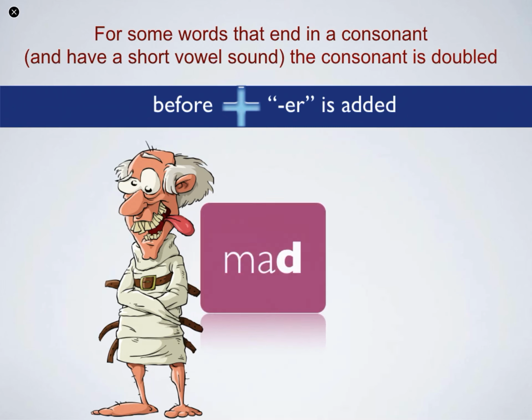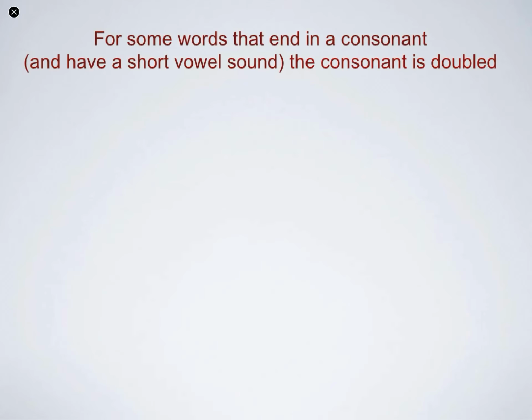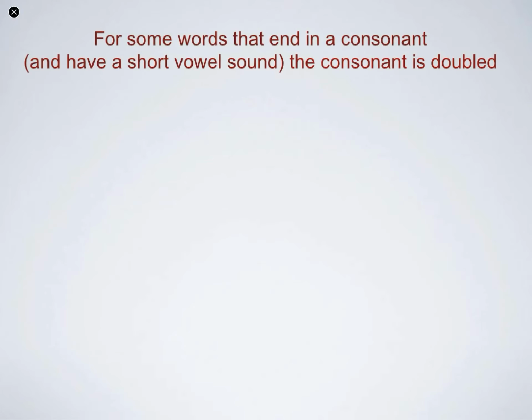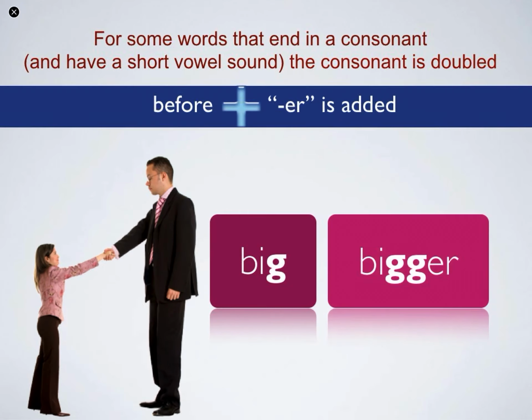Some words end in a consonant and have a short vowel sound. Remember what we talked about, CVC: consonant, vowel, consonant. So before we add ER, we double the last letter. For example, mad becomes madder with a double D. Hot becomes hotter with a double T. And big becomes bigger with a double G.